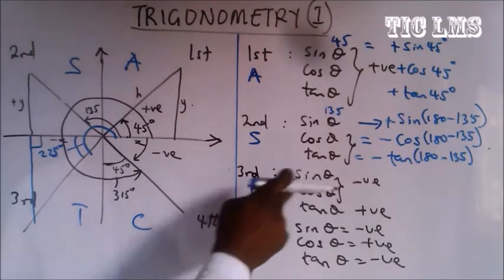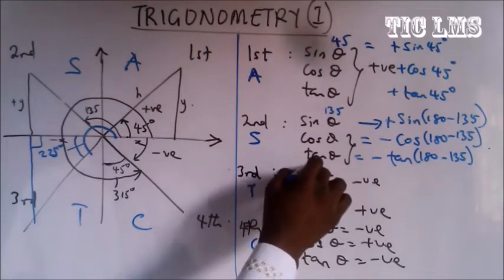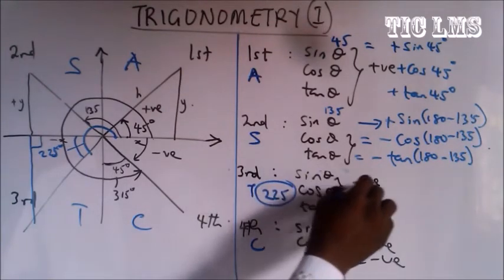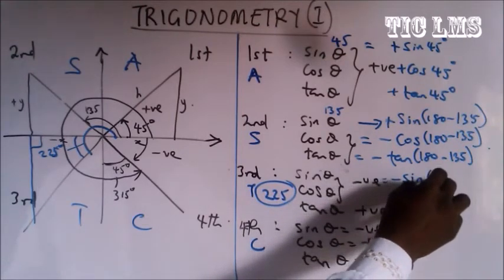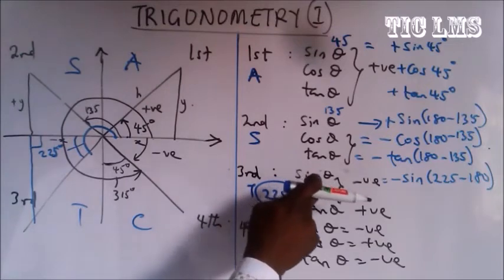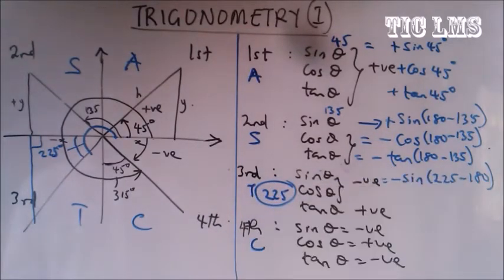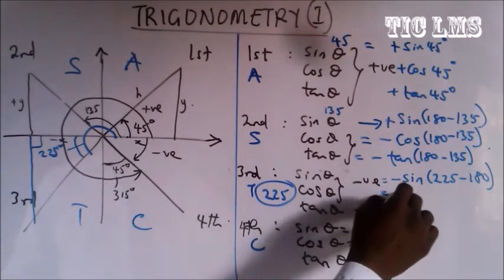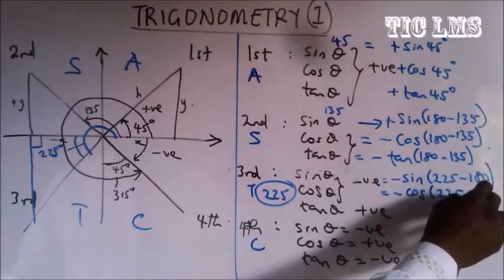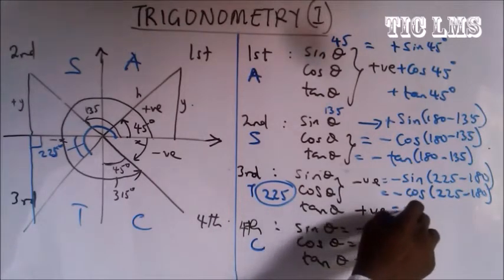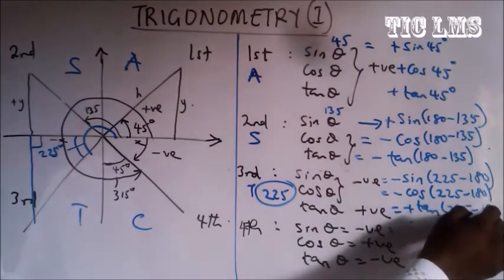Next, at the third quadrant, if our theta happens to be 225, we are going to have that sine 225 equal to minus sine of 225 minus 180. So that is the drill about the third quadrant. We are saying that sine 225 equals minus sine 45, because 225 minus 180 gives 45 degrees. Then for the cos, we have cos 225 is also equal to minus cos of 225 minus 180 degrees. And then for tan, if theta is 225, since tan is positive, we have it equal to plus tan of 225 minus 180 degrees.